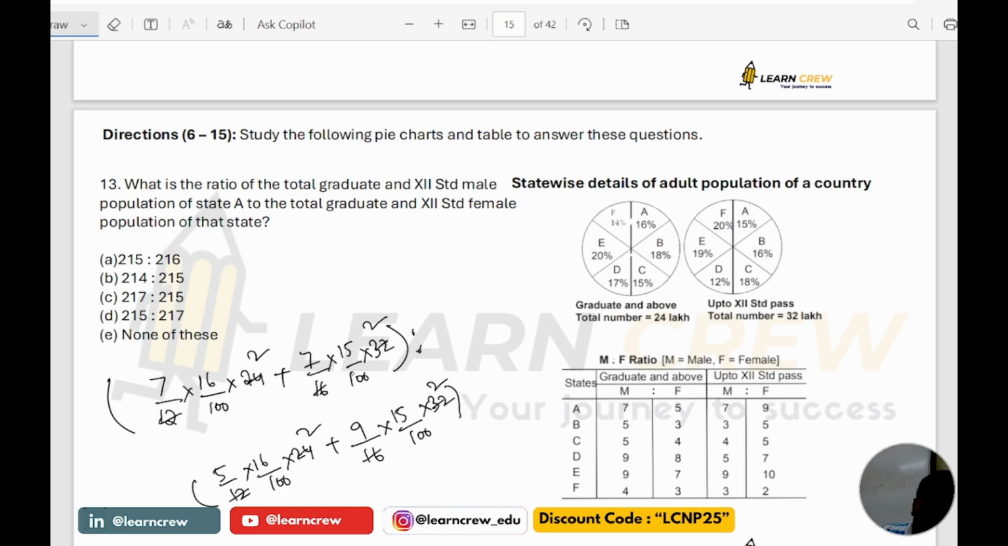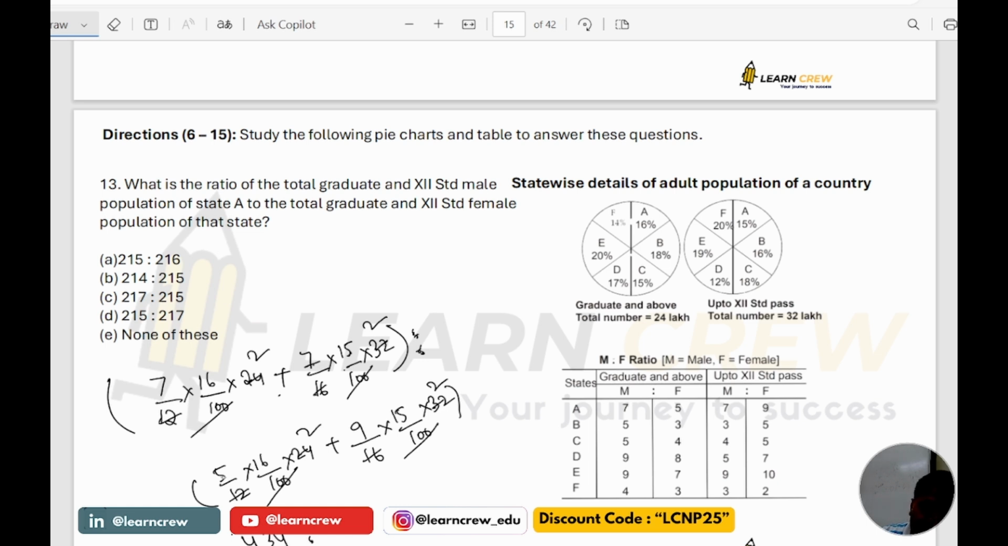plus here I am going to get how much? 15 sevens are 105 into 2, 210. So 210 plus 224 is how much? I am taking 100 common. I am cancelling 100 throughout because it is the ratio. From this I am taking by 100. From this I am taking by 100. These two hundreds will get cancelled. Now finally what is remaining? 224 plus 210, which is 434.